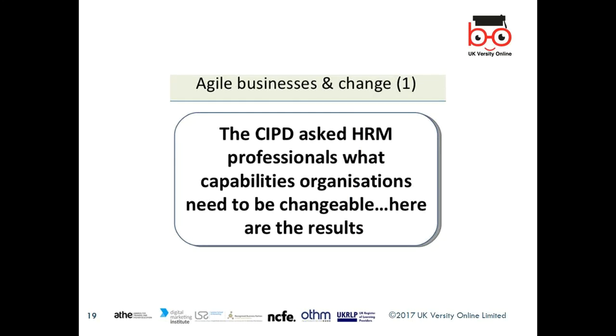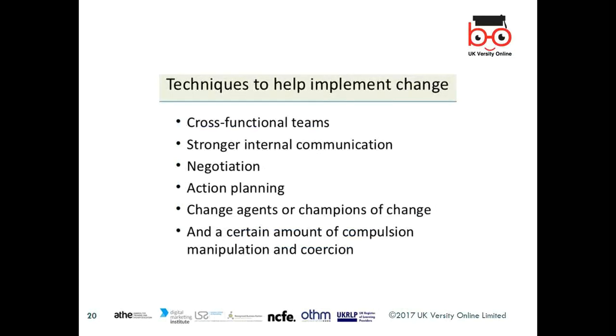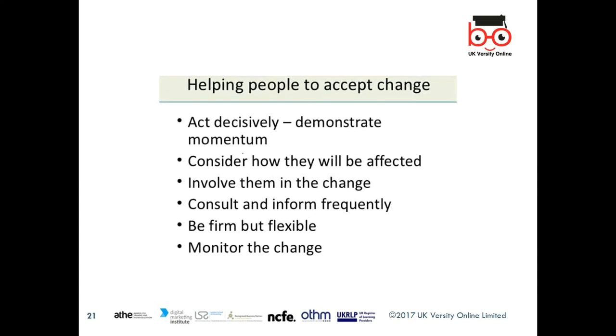So a lot of research has happened. CIPD, the Chartered Institute of Personnel and Development, asked human resource what capability the organization needs in order to change. The result was that we need to take HR on board to implement the change. Techniques to help implement it: cross-functional teams, stronger internal communication, negotiation, action planning, change agents as champions, and a certain amount of manipulation. And we need to consider, if people don't accept it, what type of punishment there can be.